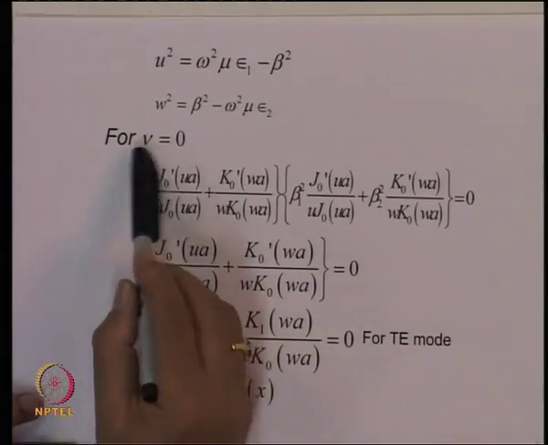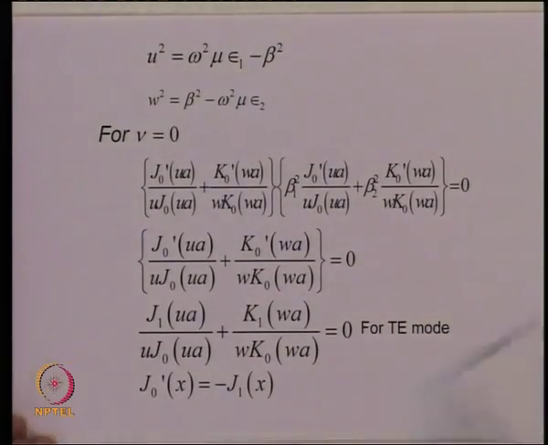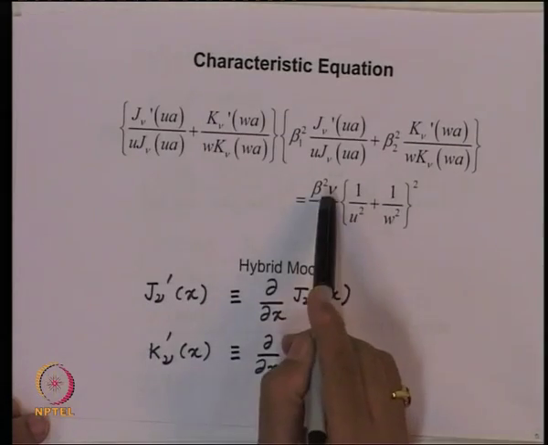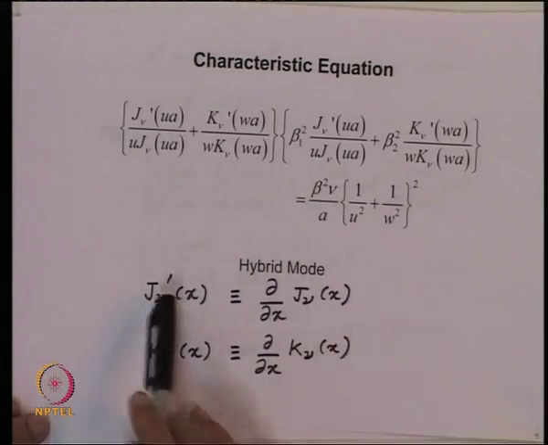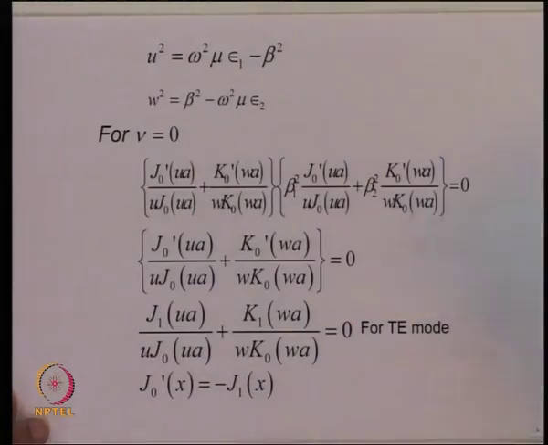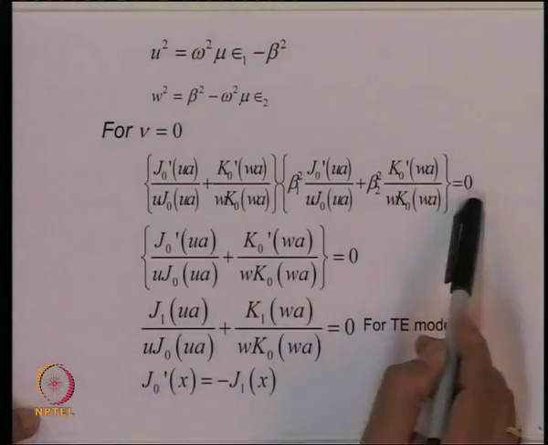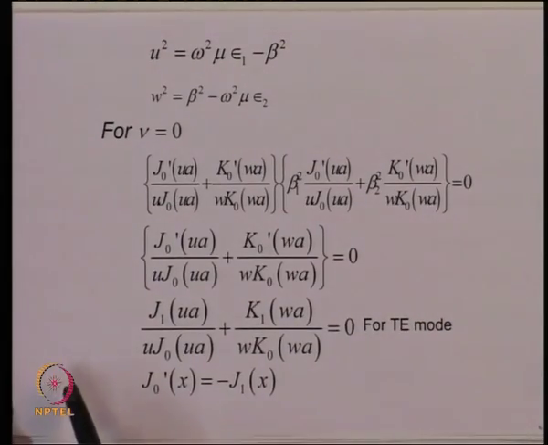So if I put nu equal to 0, the right hand side of the characteristic equation goes to 0, because nu is appearing there, so this quantity is 0. Then the characteristic equation essentially reduces to this. Since the product of these two terms is equal to 0, we may have two solutions: either this bracket going to 0 or this bracket going to 0.